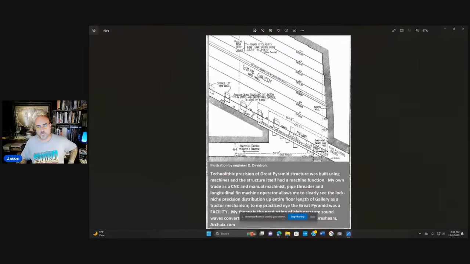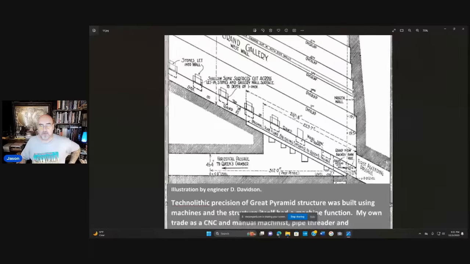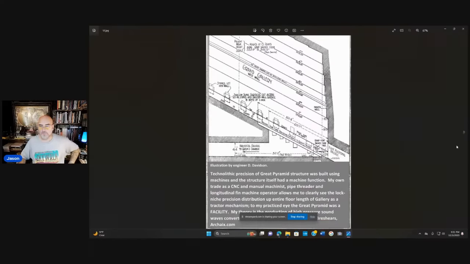Look at this technolithic precision here. Engineer David Davidson drew this to show how absolutely precise this is. They're sunk into the wall. Here are cross sections of the indentation. This is machined. In addition to that, it served the purpose of being components to a much larger machine for which the Grand Gallery serves. Yeah, it's amazing, guys.